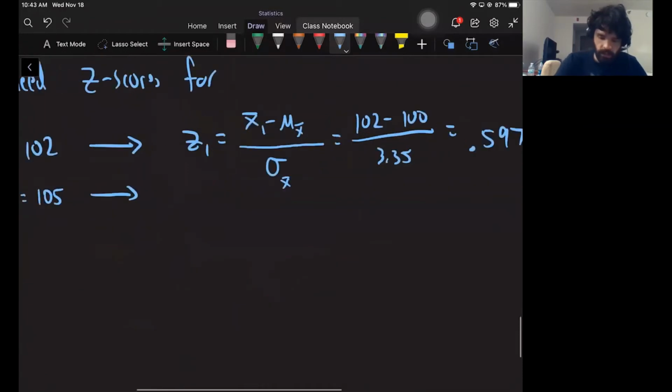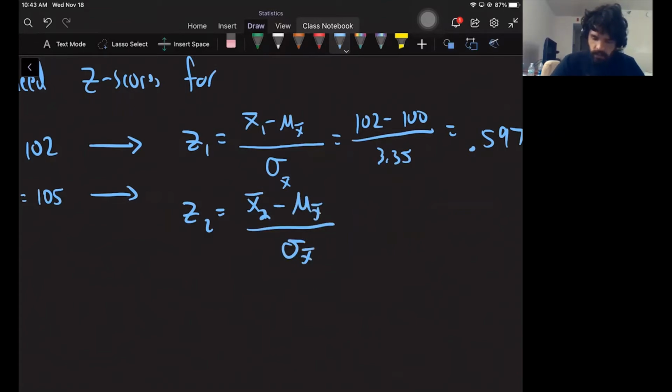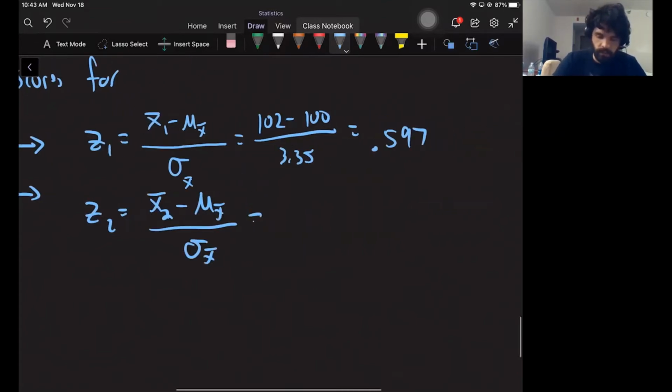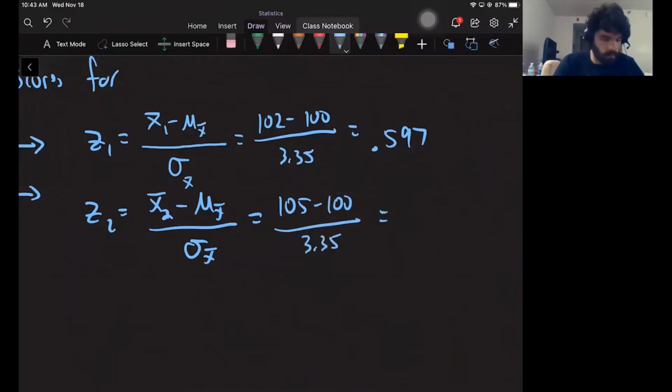And then I do the same thing with 105, but now I'm just using this very fancy language. So x2 for z2 minus the mean over the standard deviation of the distribution. So 105 minus 100 over 3.35. This will be 1.49. So those are my two z-scores.